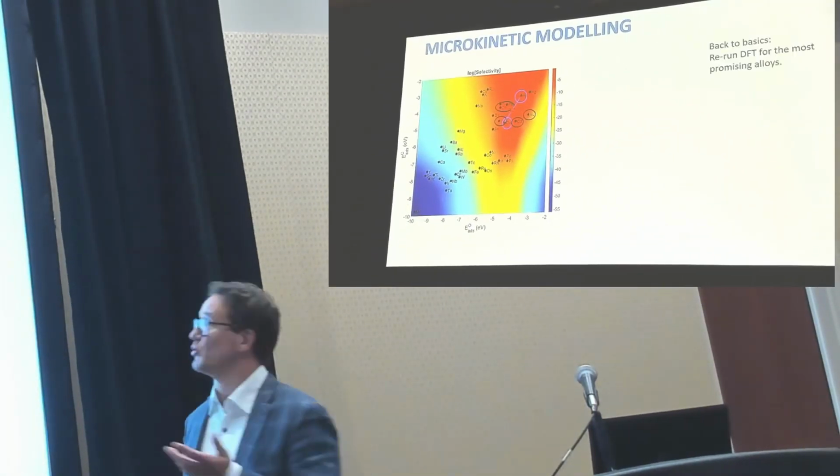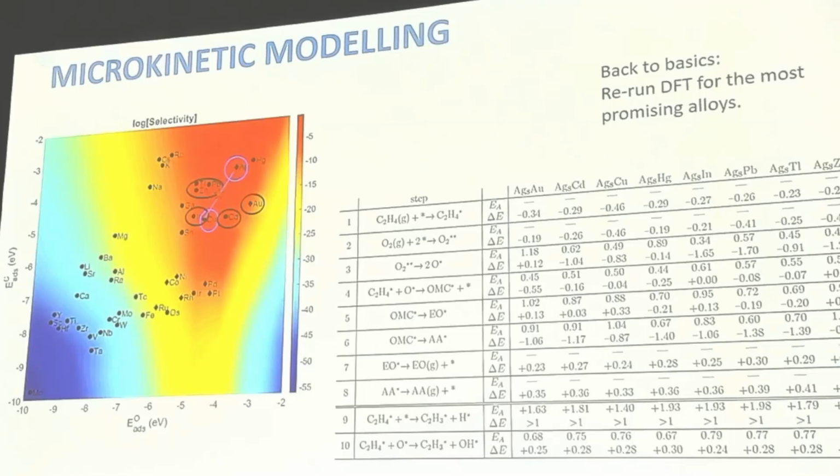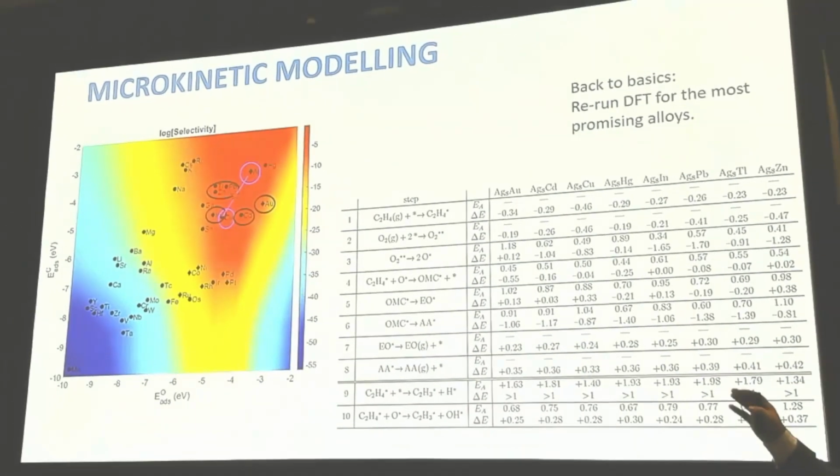So now we went to more detailed microkinetics instead. So now we calculate all the reaction intermediates for different compounds or alloys with these kinds of elements. So in this case, we have a surface, we have the different alloys, metals, out of this family, and then we calculate all the reaction intermediates.